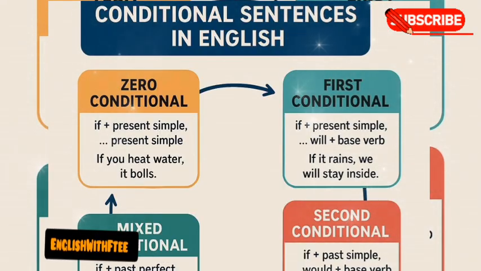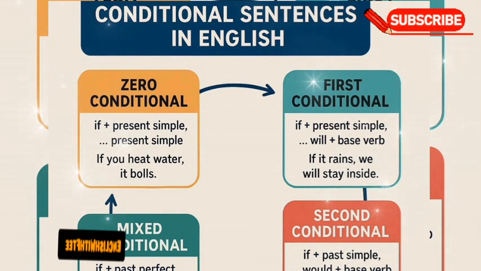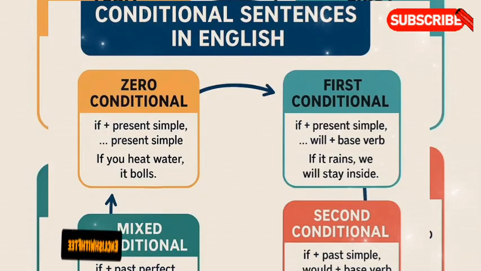We use the first conditional to talk about things that might happen in the future. So we can make plans and predictions, talk about possibilities and consequences, give advice and warnings.